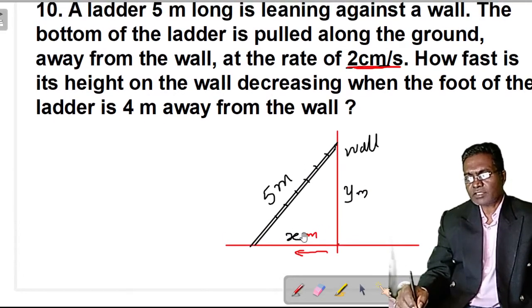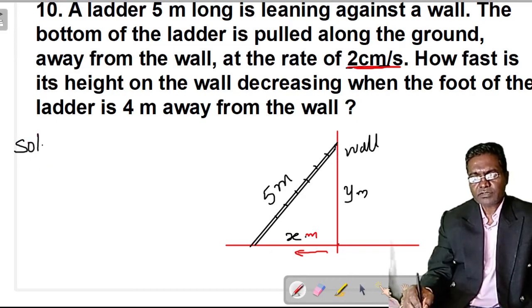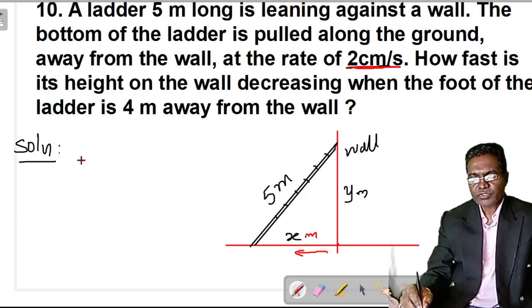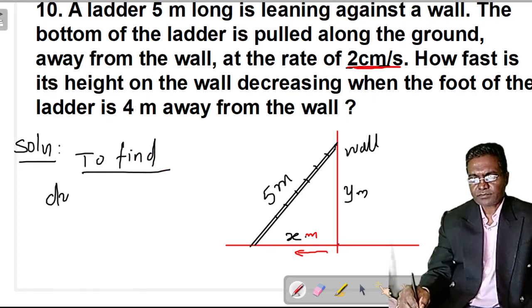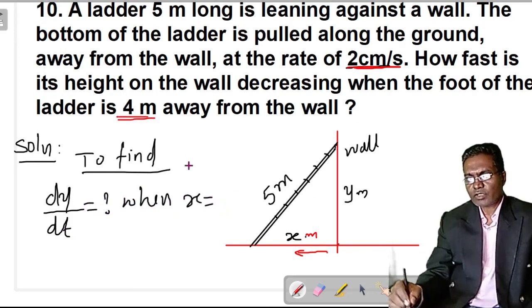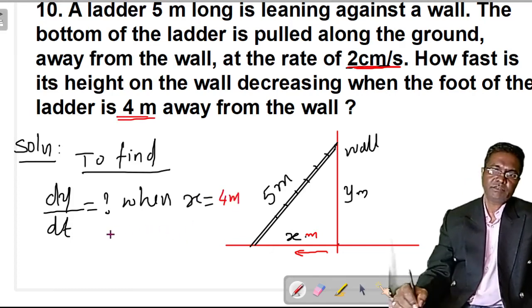Now what you are supposed to find? You are supposed to find at what rate this y is changing when x is 4 meter. So better you write. So this is your figure. No explanation is required. y means this distance and x means this. Okay, so better directly write: to find dy by dt when x is 4 meter. Okay, this you need to find.